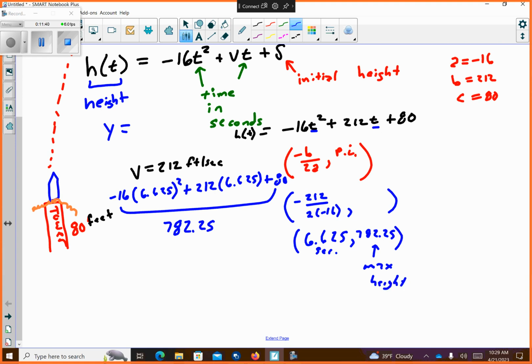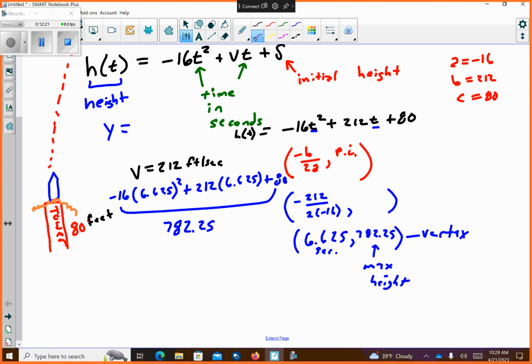So does this seem like this might be kind of a fun rocket to watch? It's on top of an 80-foot building. It launches. It flies for 6.625 seconds and gets to 782.25 feet above the ground. Okay, that's kind of high up there. I definitely don't think anyone could throw a ball that high, but I think a rocket could do that. I mean, that's not going to get it out of orbit. It's under 1,000 feet. But that's basically what's taking place with this problem. Okay? So this answers our problem with our vertex.